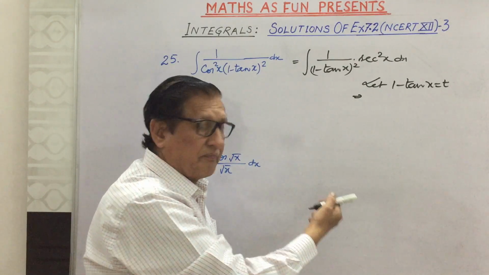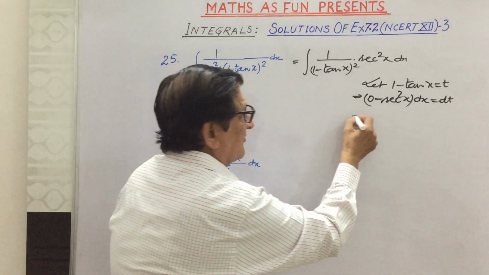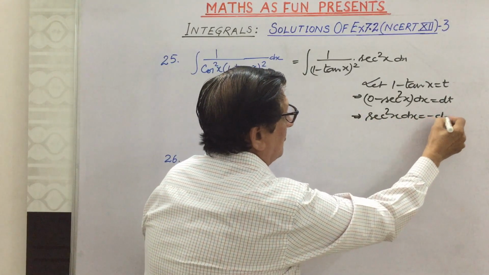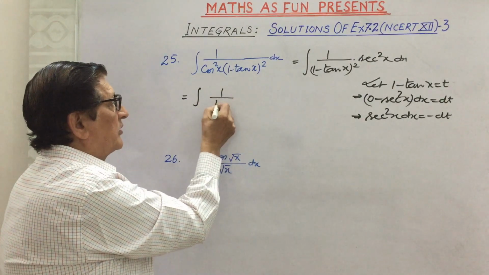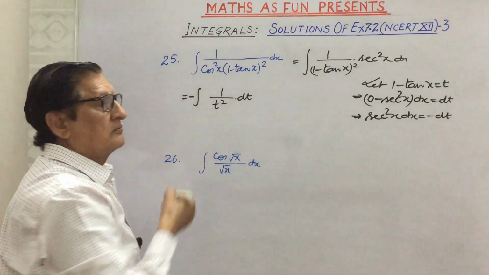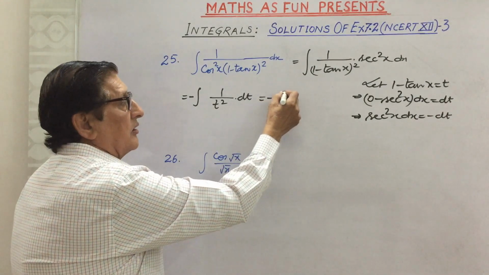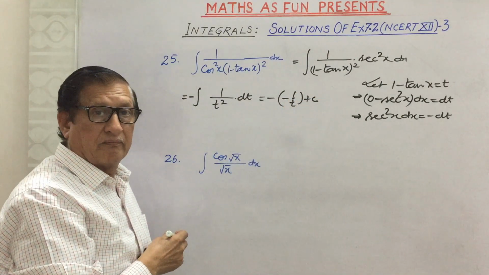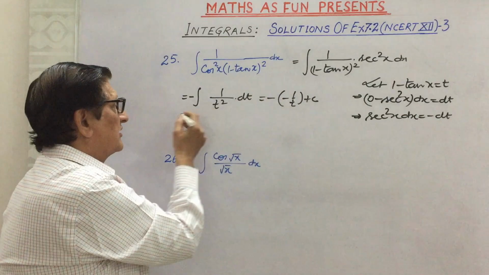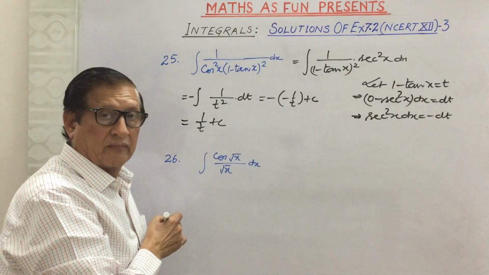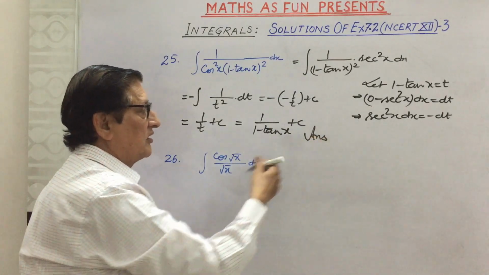Differentiating with respect to x, we will get 0 minus sec square x dx equal to dt. It means we will have sec square x dx equal to minus dt. Applying this here, we will have 1 upon t square into dt with a negative sign, and apply the rule of integral of x power n, we will have minus 1 upon t plus c, because this is t power minus 2 and that will become t to the power minus 1, which is 1 upon t. Minus into minus will become plus, so this is 1 upon t plus c. Substituting the value of t, we will get 1 upon 1 minus tan x plus c, which is the answer to the problem.